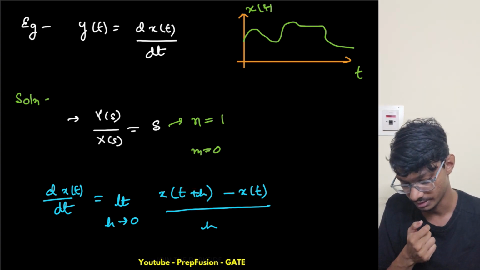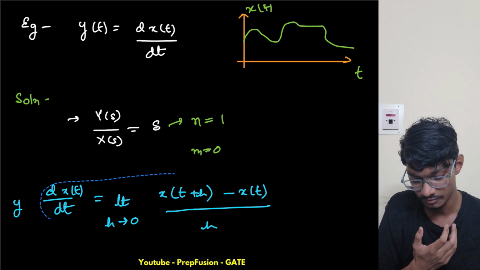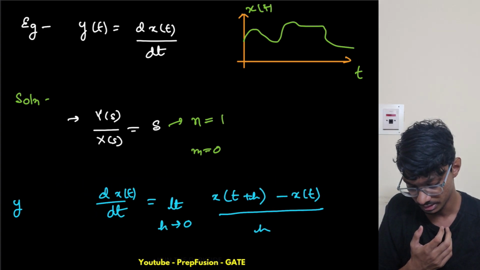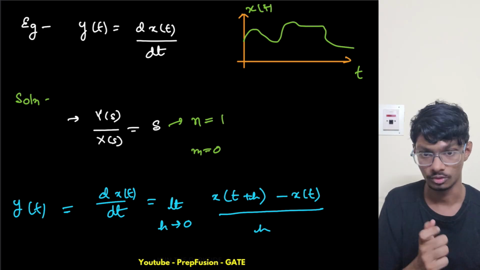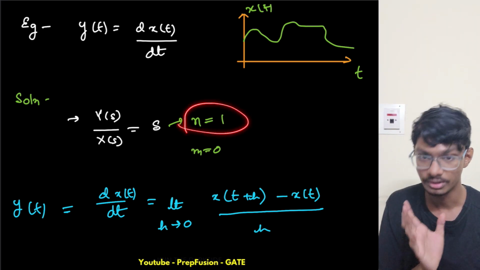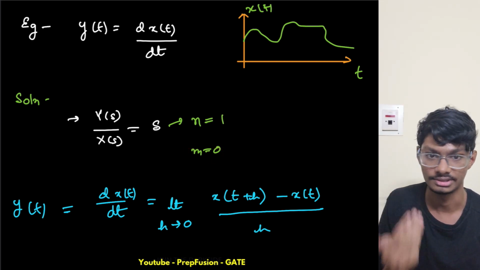So this is the y of t. For finding the y of t we need the information of future input. For the present output we need the information of future input. Hence the system is non-causal. That's why we see that the number of zeros is more than the number of poles. Through this example it is hence proved.